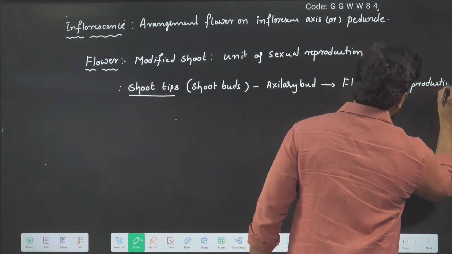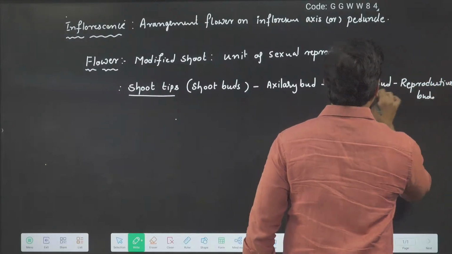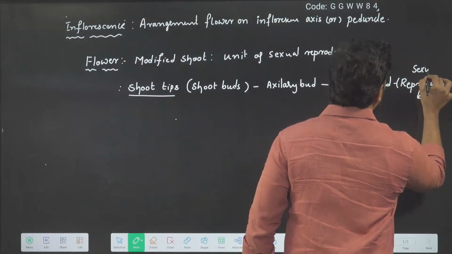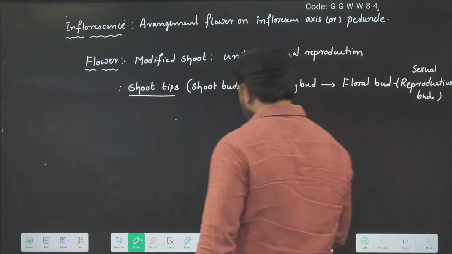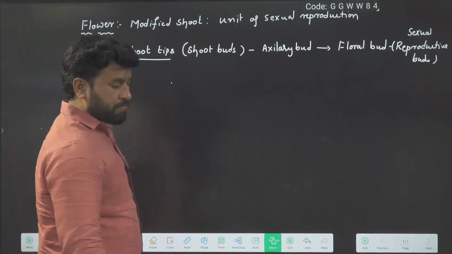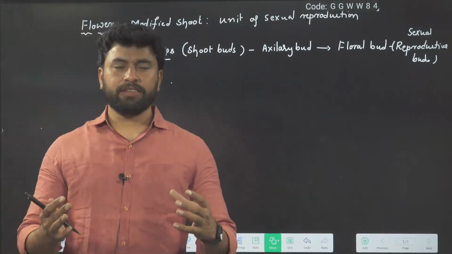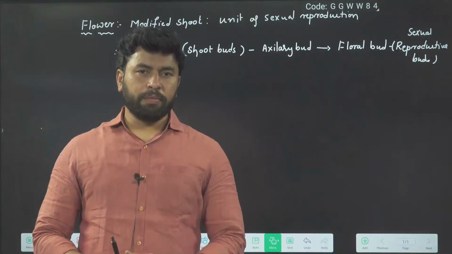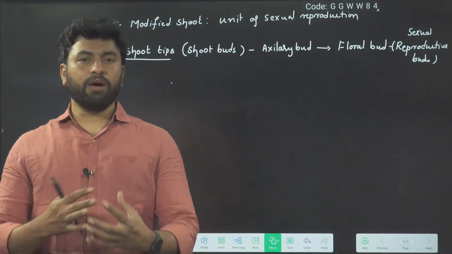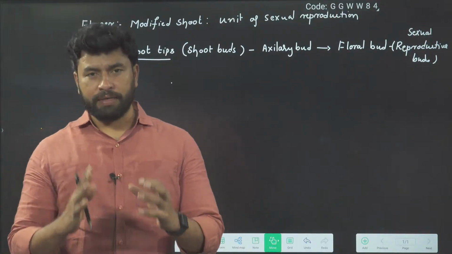Reproductive buds, especially those buds which are converted into flowers, we call sexual reproductive buds. Anyhow, there has been a deciding of flowering. The plant decided, I have to flourish. This is the time for sexual reproduction, so I have to produce flowers. Then how does a shoot get modified in the form of a flower?